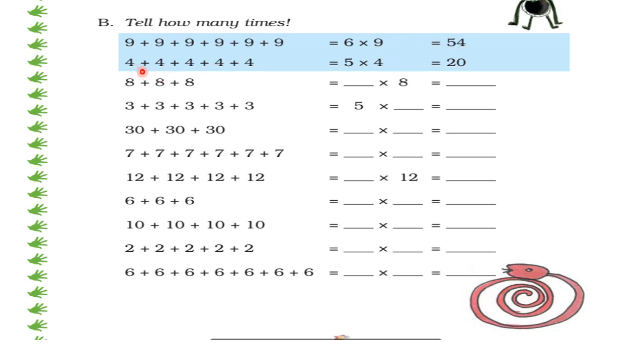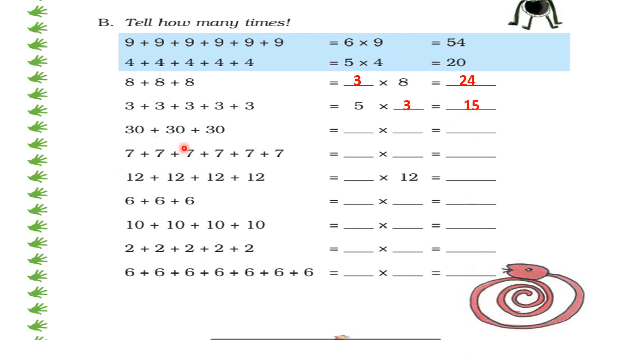The other one is 4 plus 4 plus 4 plus 4 plus 4. How many times? 1, 2, 3, 4 and 5 times. So 5 times 4 is equal to 20. Now here 1, 2 and 3. How many times? 3 times. So 3 times 8 is equal to 24. Now here 3, isn't it? So 1, 2, 3, 4 and 5. 5 times which number is there? We are adding 3. So 5 times 3 means 5 multiplied by 3 is equal to 15.